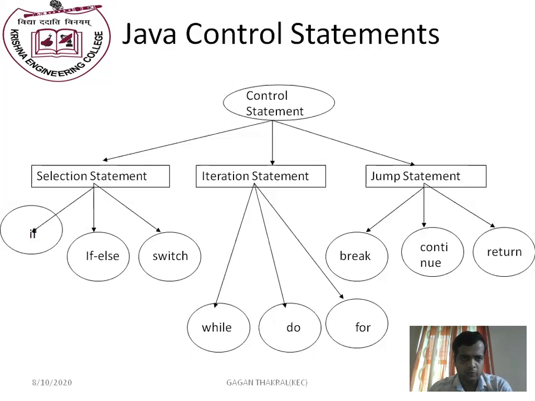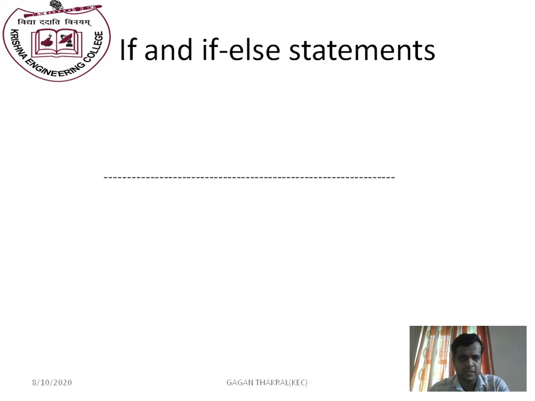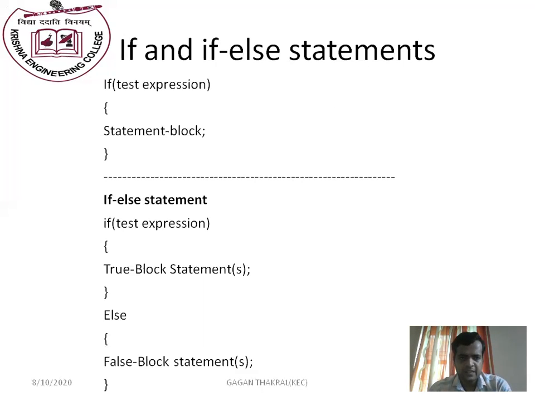So now we initially discuss selection statements, that is if and if-else statements. The if statement in Java works as: if, then we have to pass a test expression, and then the definition of if is passed with the help of curly braces, and here we write the statement block which we want to execute. If else.